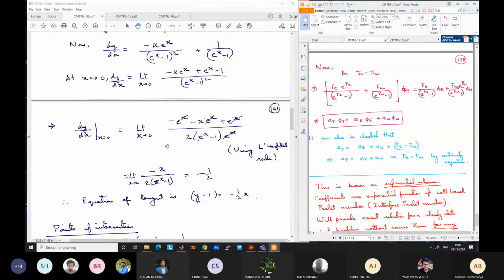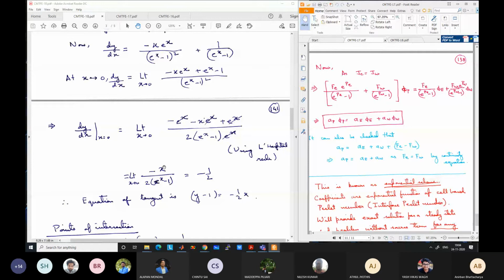So I was saying that if you take the derivative of the denominator with respect to x, you get 2 e to the power x minus 1 multiplied by e to the power x. Okay. And now you can just simplify these terms. e to the power x and e to the power x get cancelled. These two terms previously got cancelled.